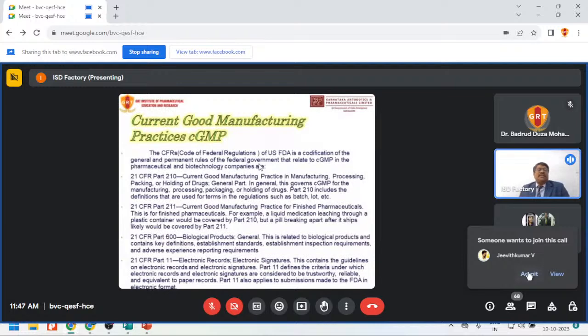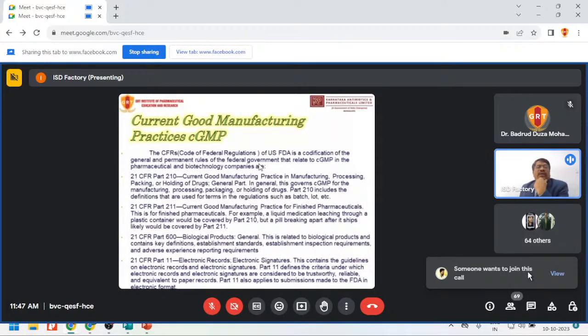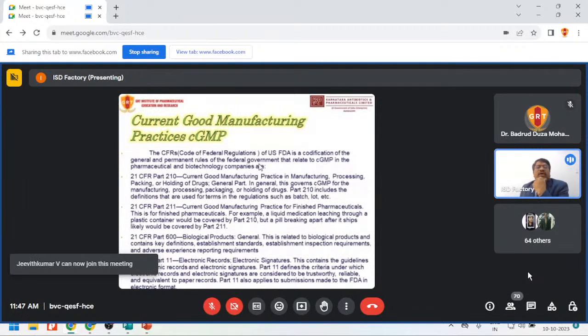So this 21 CFR part 210 is there. It covers the current good manufacturing practices for the manufacturing, processing, packing, or holding of drugs. In general, this governs CGMP for manufacturing, processing, and packaging. All of this is related to CFR part 210. This is very important. We follow the regulations, and batch and lot matters are all followed as per the US FDA guidelines for current good manufacturing practices.